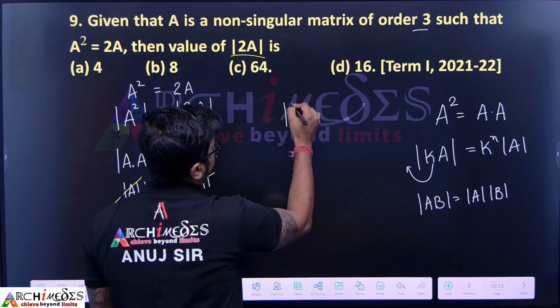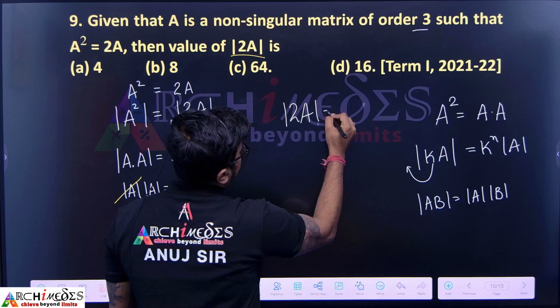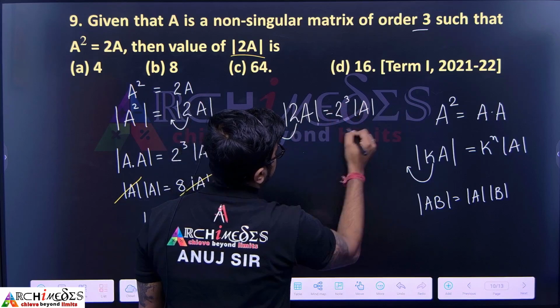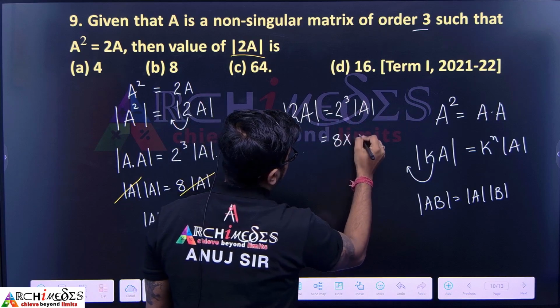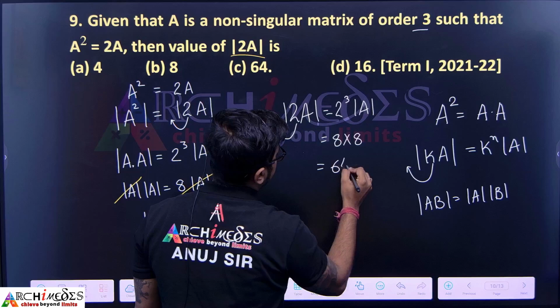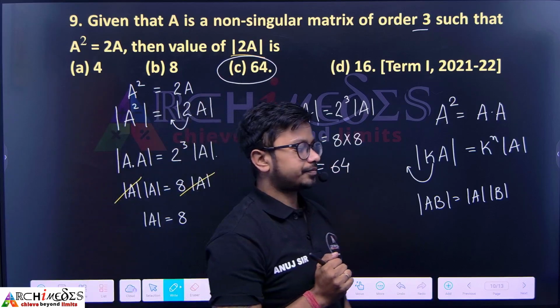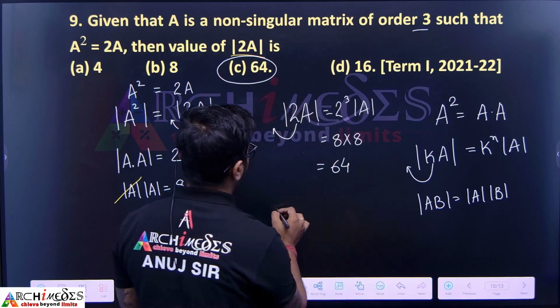So now the determinant of 2A is what? It is 2 cube times the determinant of A. So 2 cube is 8 and the determinant of A is also 8. So 8 into 8 is 64. So this is the answer, a perfect answer. Clear? So I'll give you one more extra question.